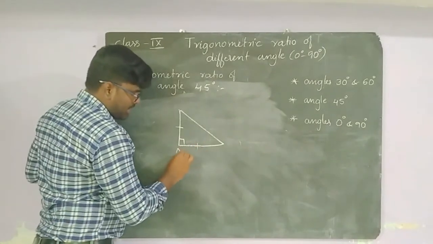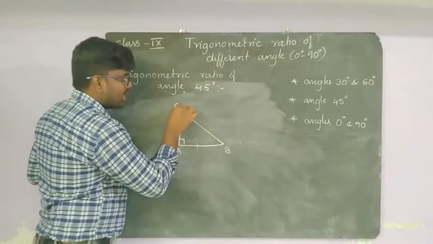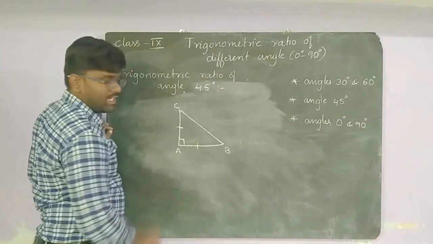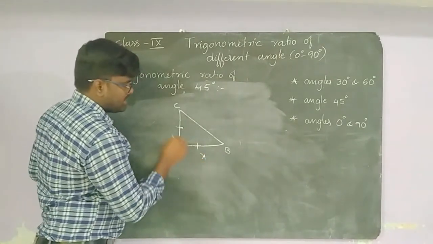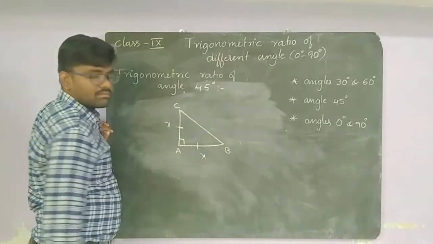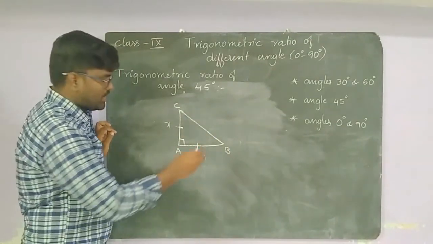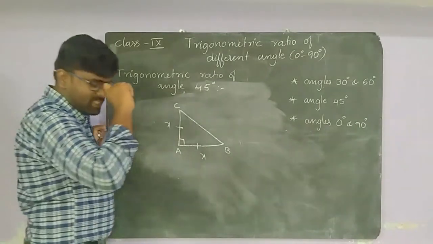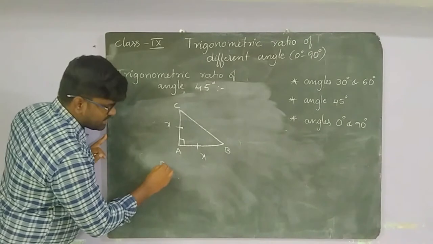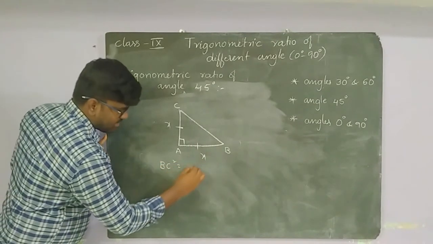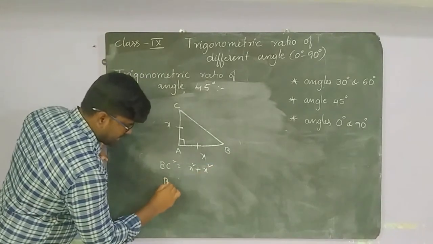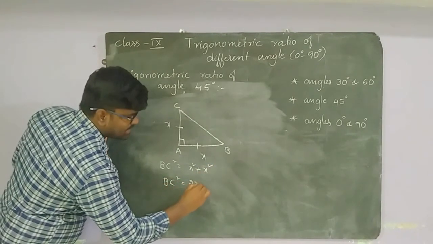Okay, that means I'm taking ABC as a right angle triangle and it is isosceles. Isosceles means here AB and AC are equal. That means this is x, this is also x. Okay, we want to find the hypotenuse length. We can find it by using the Pythagoras theorem. What is the Pythagoras theorem? Hypotenuse square. We will write BC square is equal to side square, x square plus x square. Then BC square is equal to 2x square.